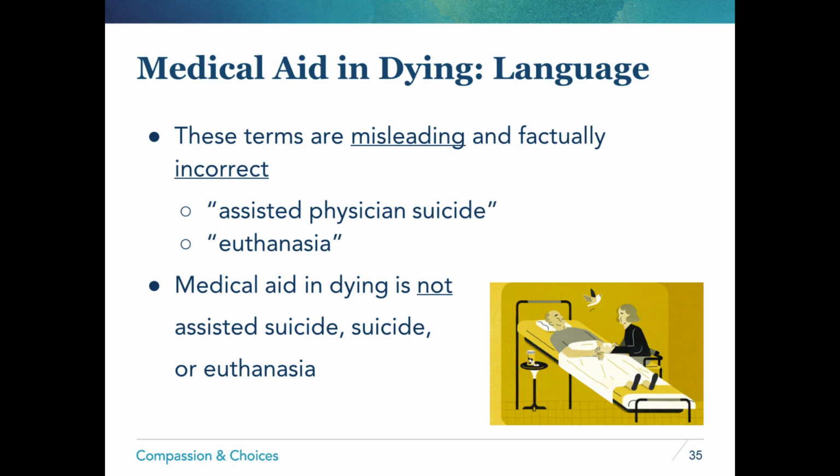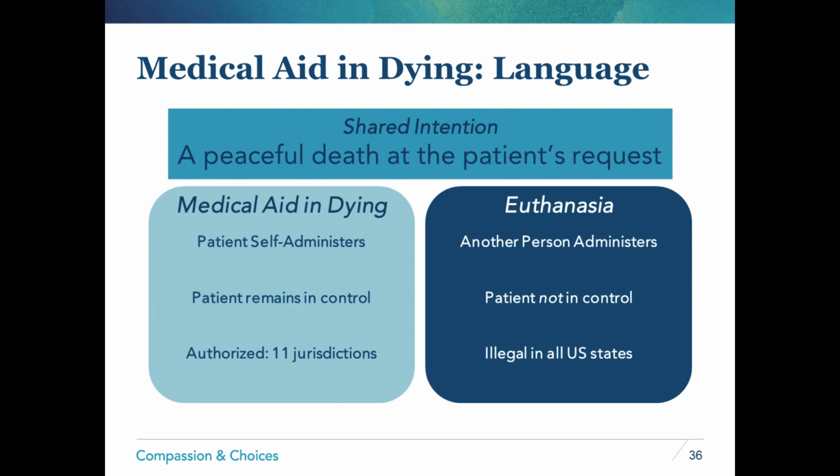So I want to take some time here to really invest in why language matters. Medical aid in dying is not assisted physician suicide or physician-assisted suicide. It's not euthanasia. And specifically, let's look at how medical aid in dying and euthanasia compare. I think they have an underlying shared intention in which the patient is asking for a peaceful death. With medical aid in dying, I can't emphasize this enough, the patient self-administers. The patient remains in control. The patient decides when they take the medication. And this is authorized in 11 jurisdictions, 10 states plus the District of Columbia.